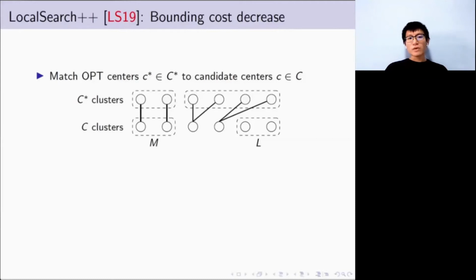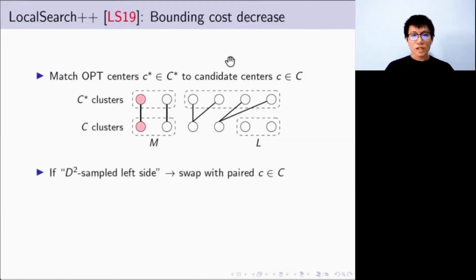But for analysis, we need a better handle of how the cost changes. So for analysis purposes, consider the following matching process. Let C star be the set of k optimum centers, which might not be in the point set. They're just what optimum has as the optimum centers. And C is our candidate set of centers. We match each optimum center to the closest center in C to form the following bipartite graph. If there is a one-to-one match, then we say that these candidate centers are matched. Otherwise, if nothing matches to it, we say that these candidate centers are lonely, denoted by M and L respectively.